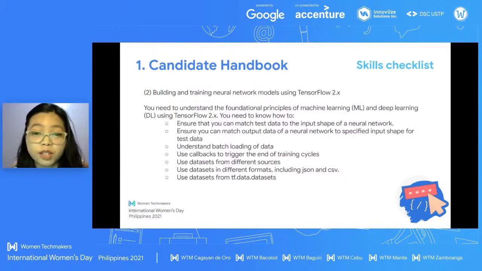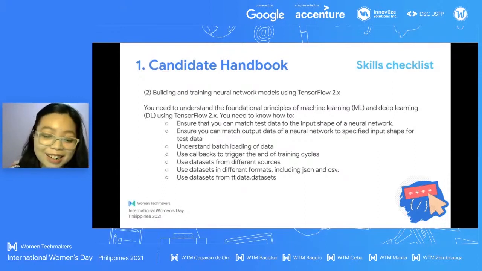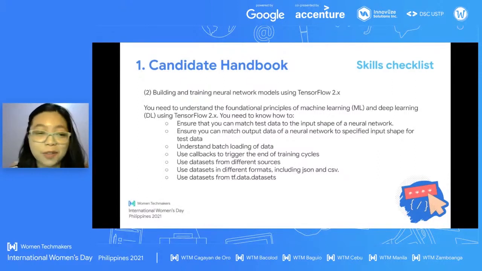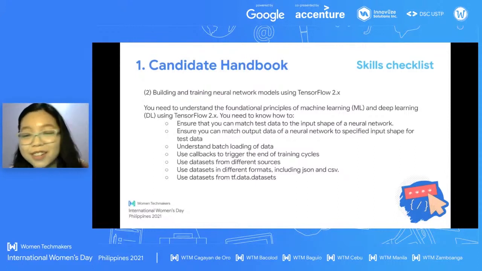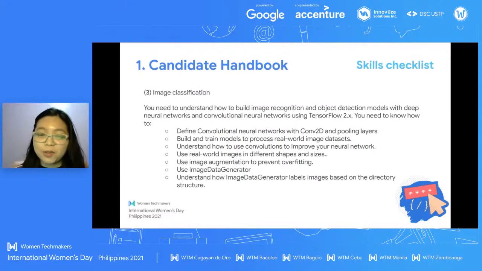In this one, you have to understand batch loading, as an example, and the callbacks. I think that's pretty useful in the exam. And the different data sets from different sources. It might be given to you, or it might be built in from Keras. And for the data sets, you need to know how to handle different formats. You can have JSON and CSV. And sometimes, while preparing, I encountered an image stored in a CSV file. So that's kind of prickish, right?